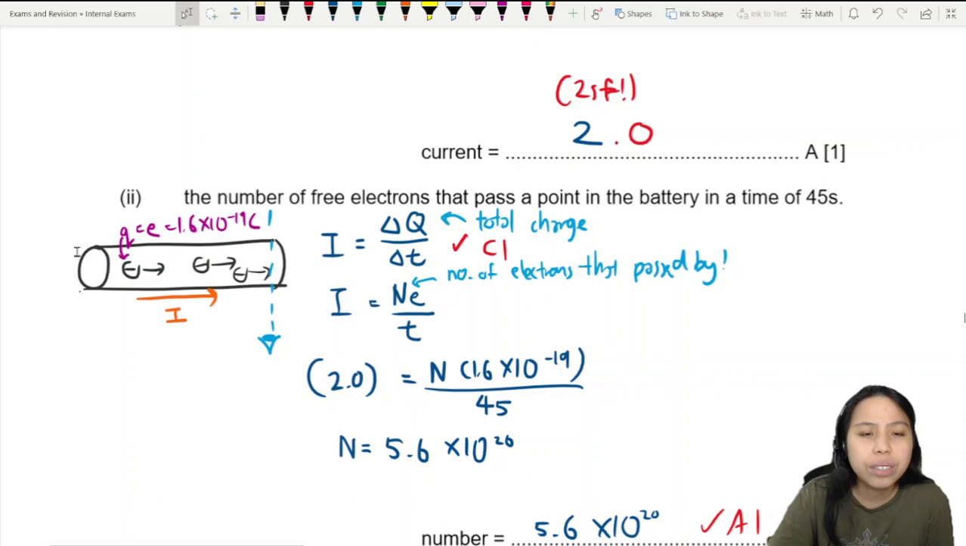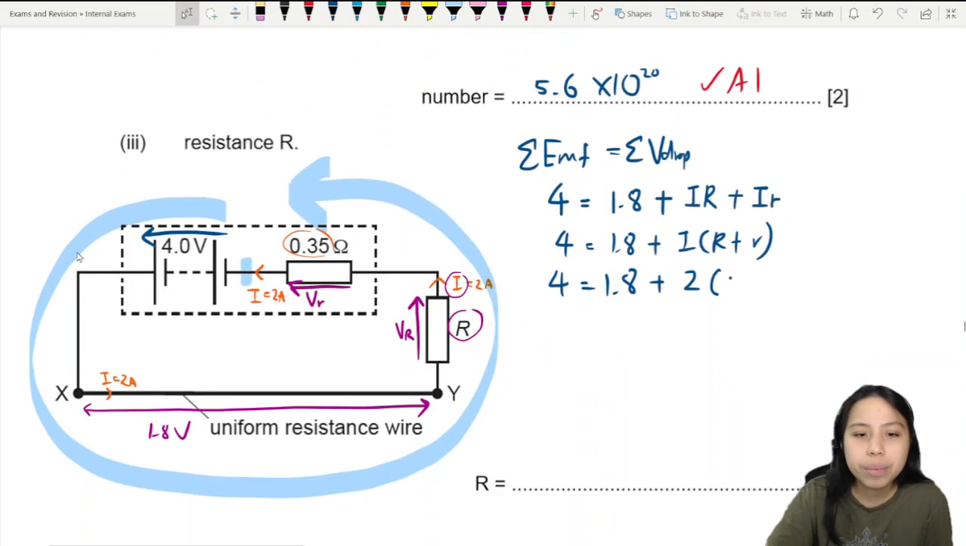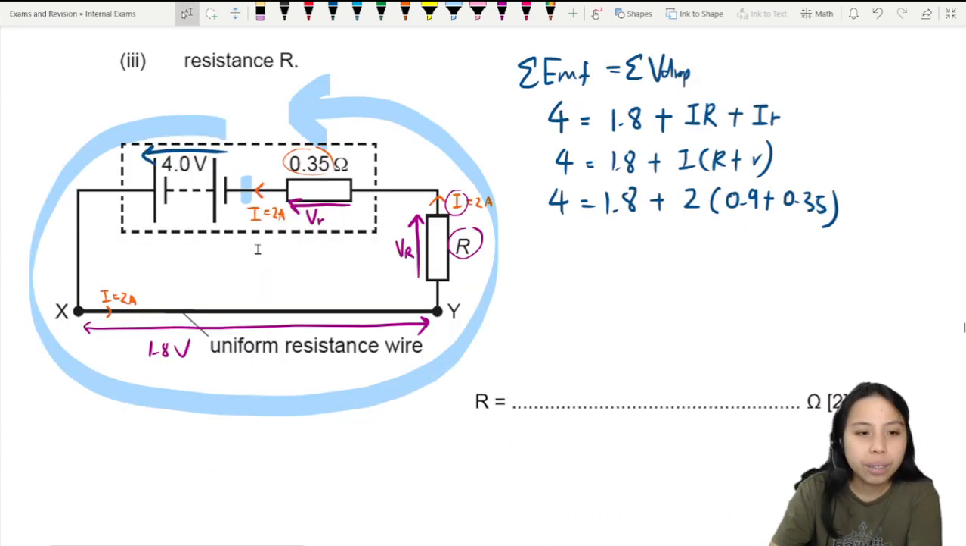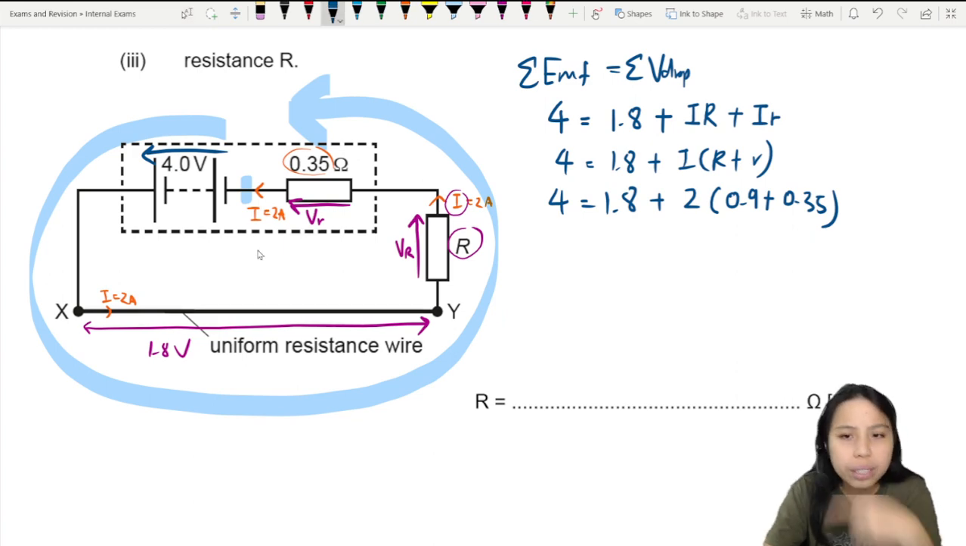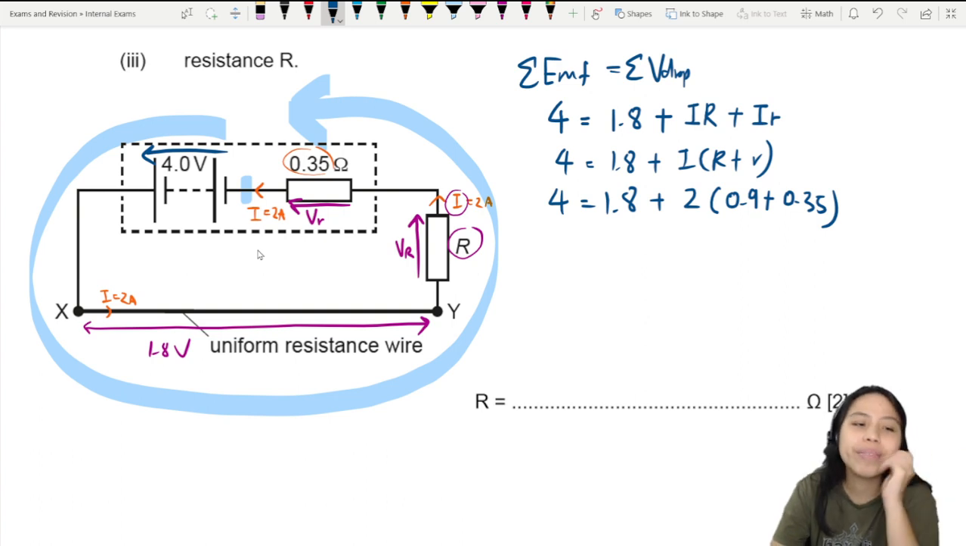Did they give us the resistance? 0.9. So it is 0.9 plus 0.35. Oh wait, we forgot one more thing. Did we forget anything? Let me check. I think I know already.